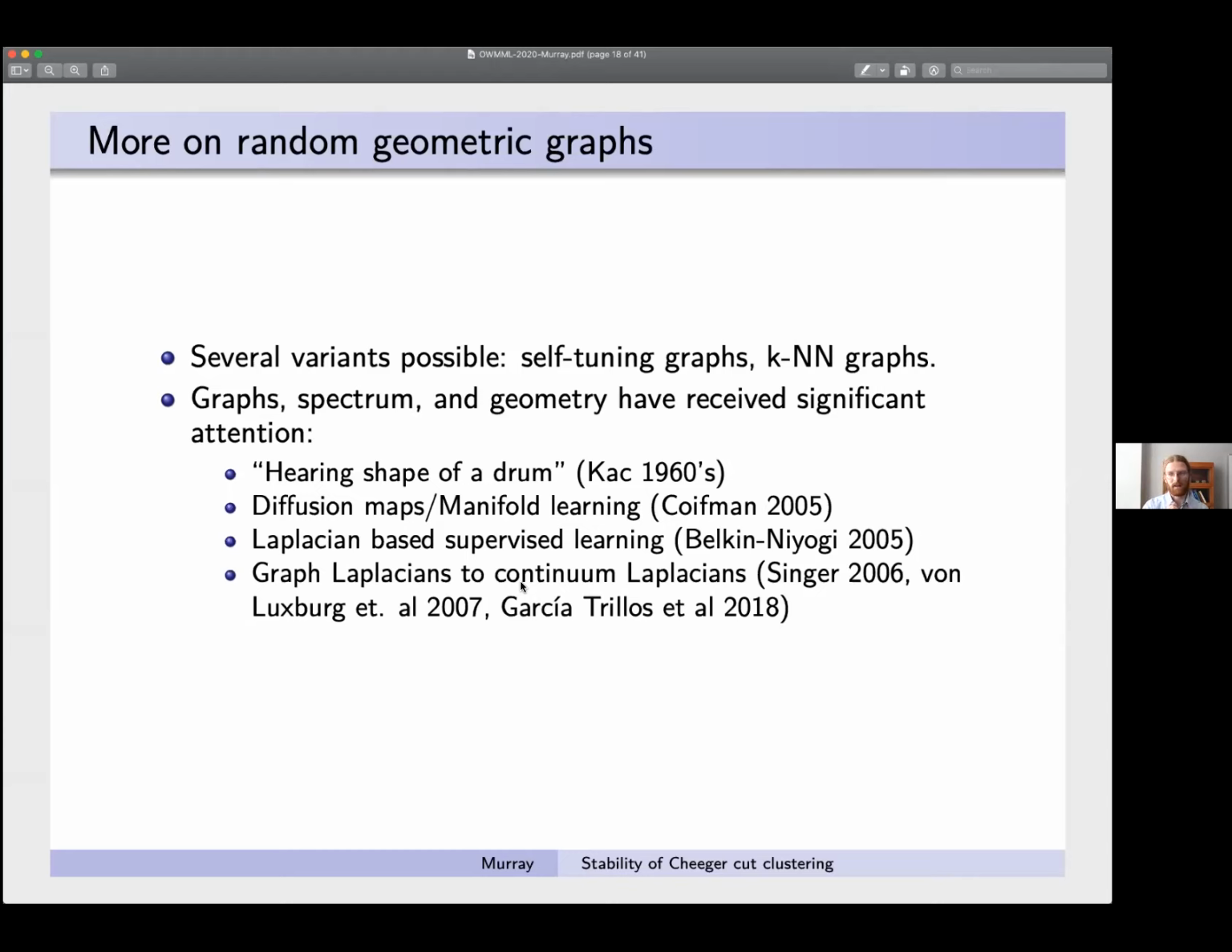So I'm not going to say much about these graph Laplacians, but I am trying to say that they have been considered in a lot of depth and are something that people are very interested in. So these random geometric graphs are useful in other contexts as well.